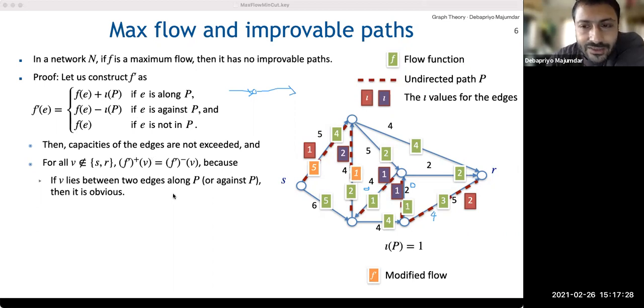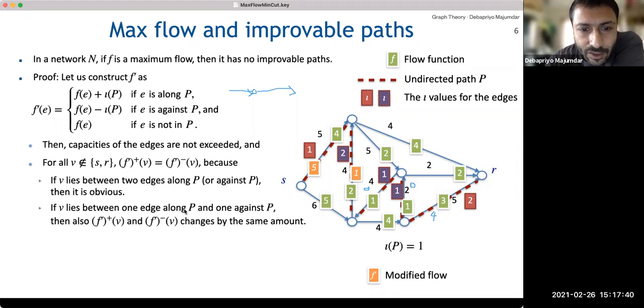Now the question is, if V is a vertex in this path where one edge is along P and the next edge is against P. So if V lies between one edge along P and one against P, or the opposite, it will be similar. Along P, we are increasing by iota of P, and against P, we are decreasing by iota of P. So we are actually keeping the incoming and outgoing of V the same, right?